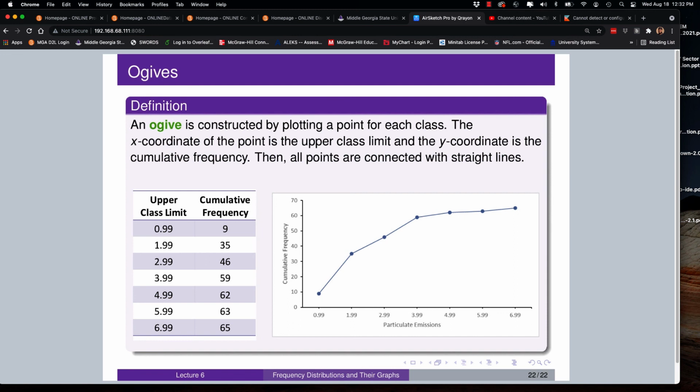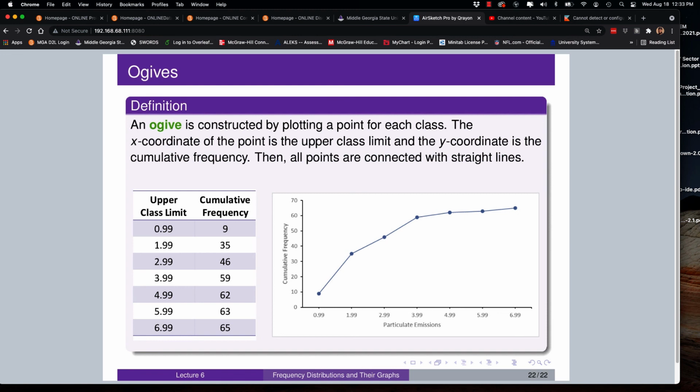As a matter of fact, I cheated and just took the image out of a book. And so I'm not going to require you to make one, but I want you to know what they are, how they're built, and know what a cumulative frequency is, because there are other types of graphs that use cumulative frequency as well, that come in handy from time to time when you're comparing more than one group.